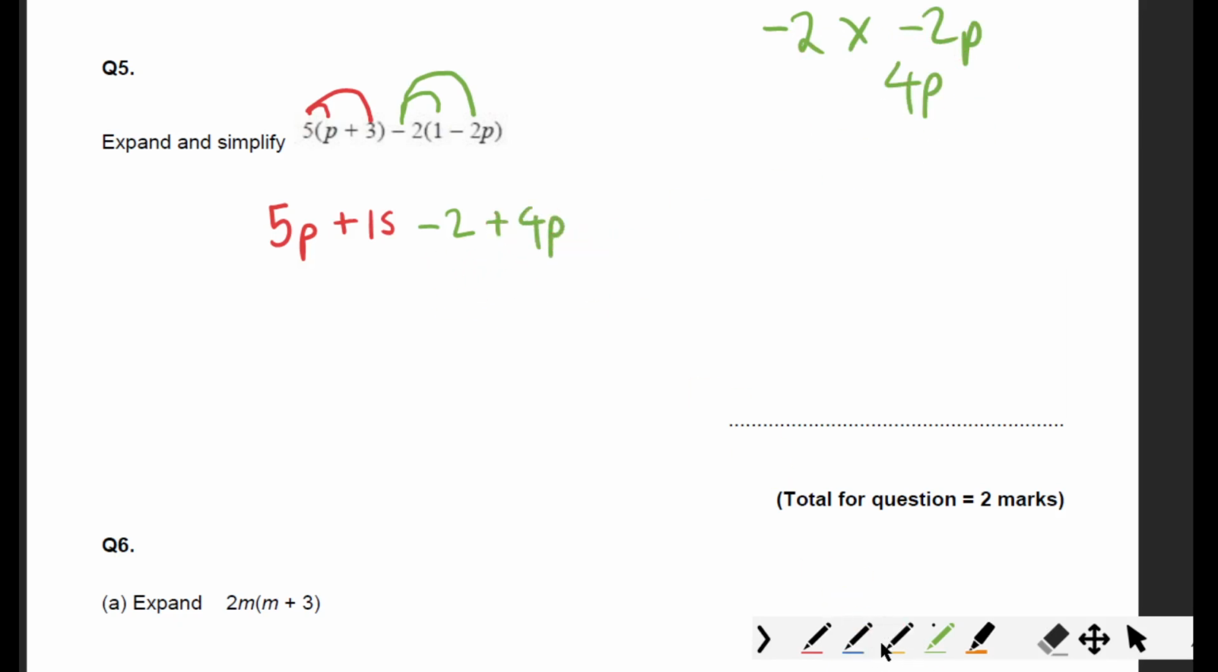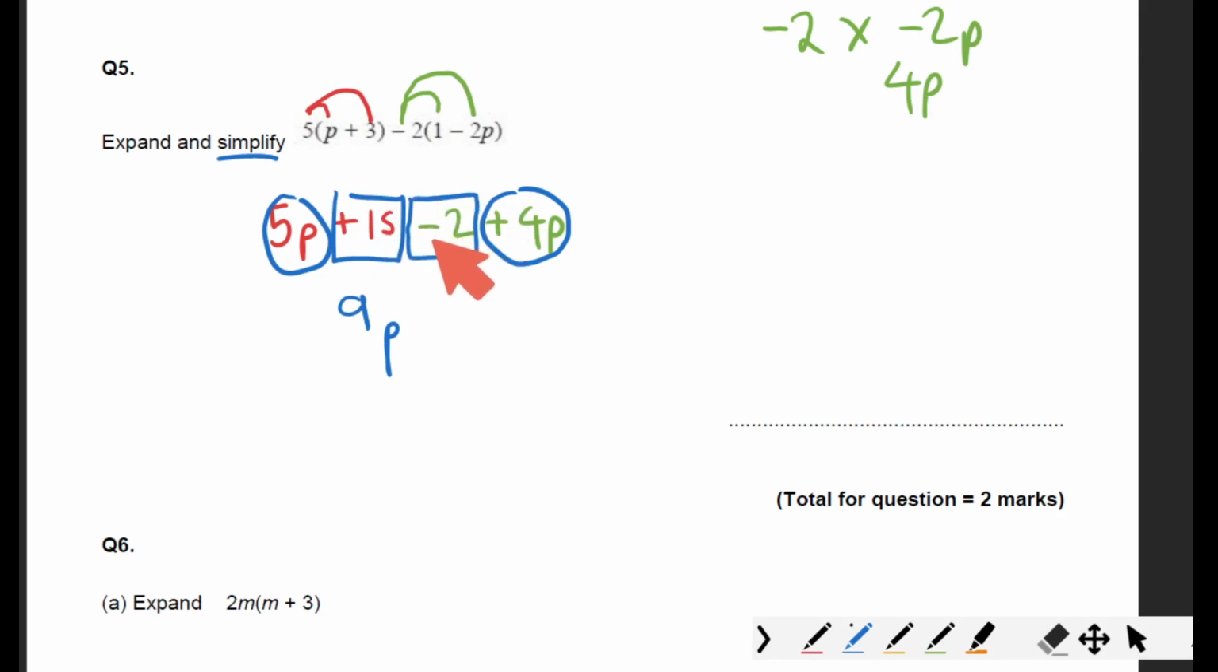Right, all we need to do now is simplify, because it does say simplify. Collecting like terms, so that's 5p, add 4p, that's going to be 9p. Now the numbers, positive 15 or just 15, take away 2, 15 take away 2 is 13. And when I say 13, I did not say negative 13, I just said 13. That means positive 13. Right, that is the answer for that one.